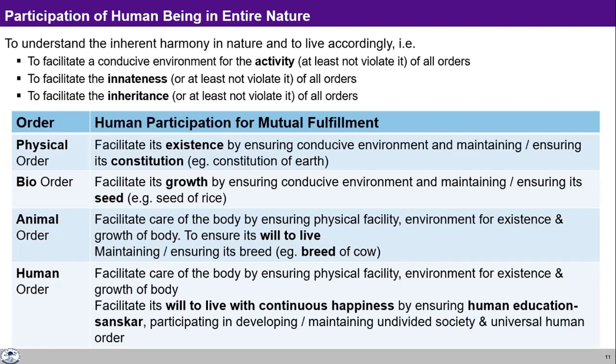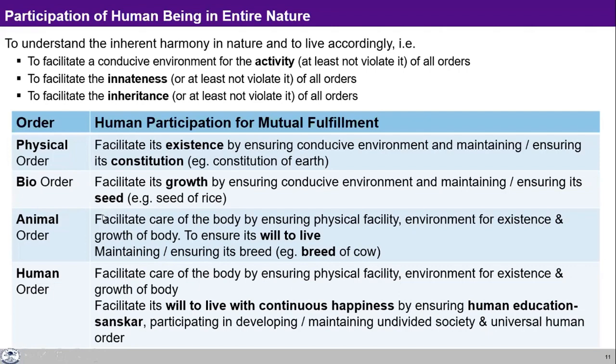And our farmers were so developed in that sense, if you see, that they used to preserve all these varieties of rice. And every rice had a role to play. So in different seasons, you consume different varieties of rice. Depending on the different states of the body in terms of health, you consume different varieties of rice. You employ different ways of cooking the rice. So there were 12,000 varieties of rice. Today, if you see, there are not even 100 varieties of rice. So you have not been able to preserve the seed. So if you are able to preserve the bio order rightly, then it will of course facilitate our sense of prosperity. So we have to ensure conducive environment and maintain and ensure the sustenance of the seeds.